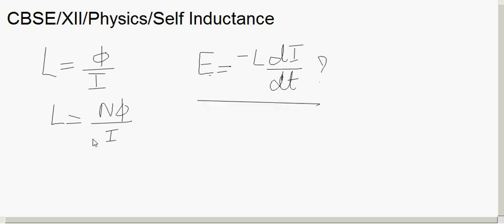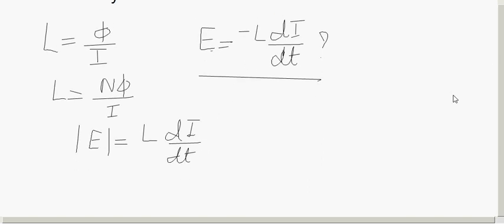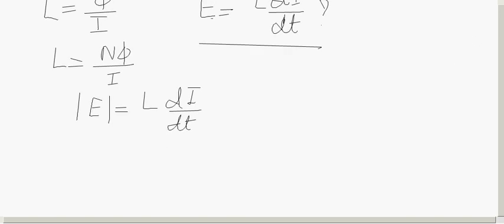E is minus L into di by dt, and we know the negative sign indicates that the induced EMF opposes the very cause producing it. That's by Faraday's law. Now we'll take only the magnitude. Magnitude of E is L into di by dt. Let us neglect the sign. The sign just shows the opposing nature of the induced EMF. Now E is L into di by dt.